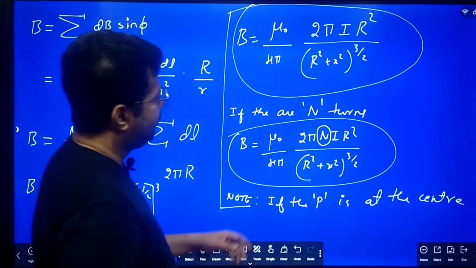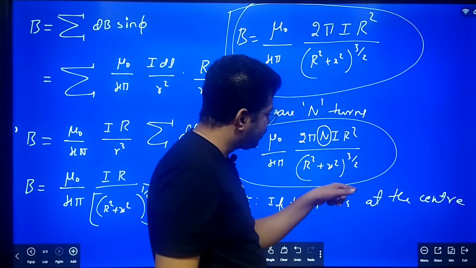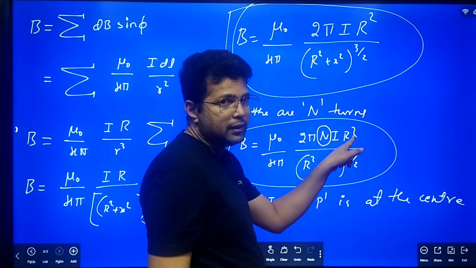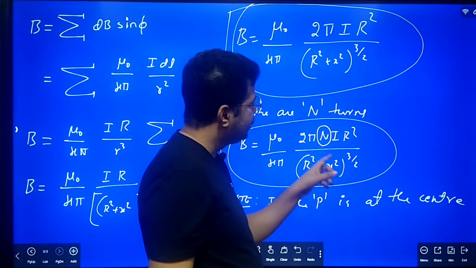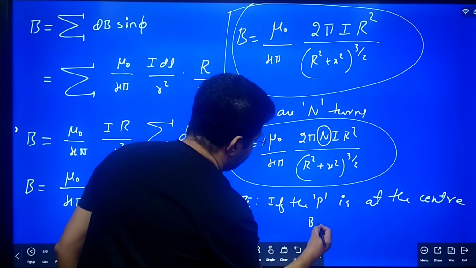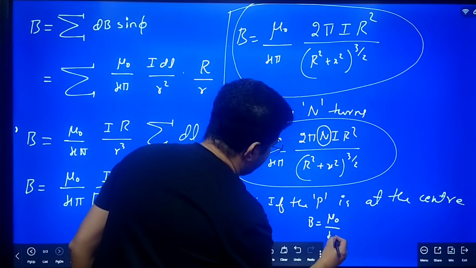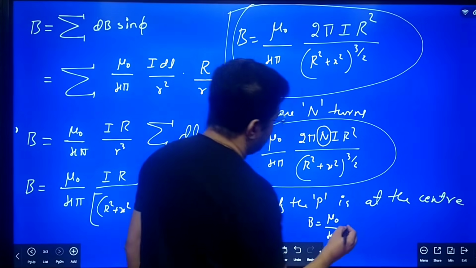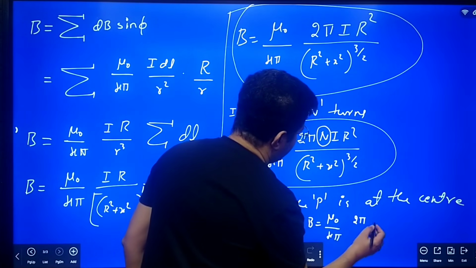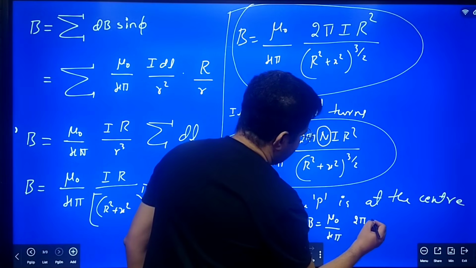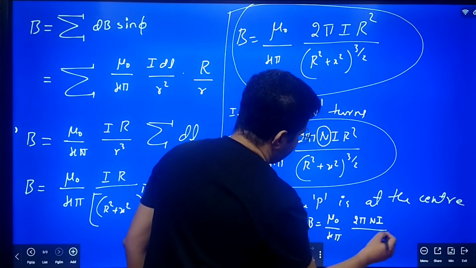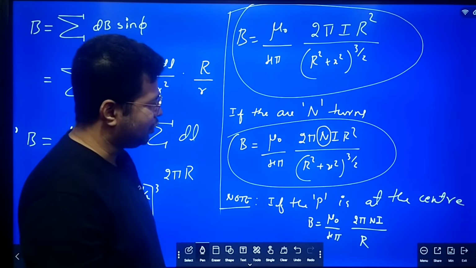So what happens? When x is 0, R square to the power 3 by 2, this 2 gets cancelled, R cube, and in the numerator there is R square, that R square gets cancelled. So you are left with the capital letter R. So what we can write? B will be equal to mu naught by 4 pi into 2 pi n I divided by R.